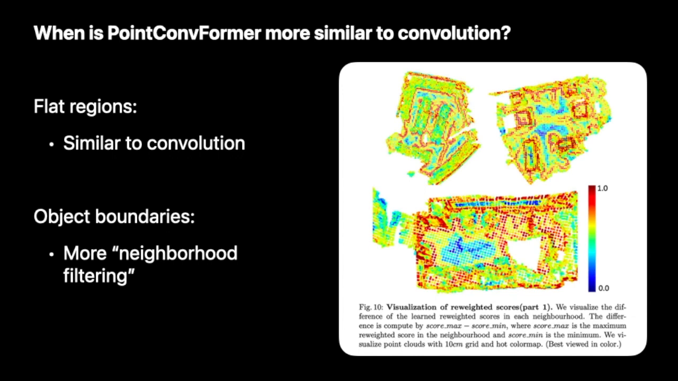In this visualization, we visualize the maximal difference between the highest attention and lowest attention in the neighborhood. Blue indicates that there is almost no difference and PointConvFormer is similar to convolution, and red indicates a large difference, where PointConvFormer performed a lot of neighborhood filtering. It can be seen that at object boundaries, this neighborhood filtering is stronger, and inside the object it is more similar to convolution. This is similar to the goal that we stated earlier.